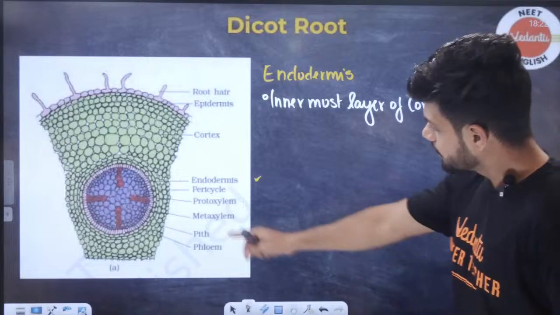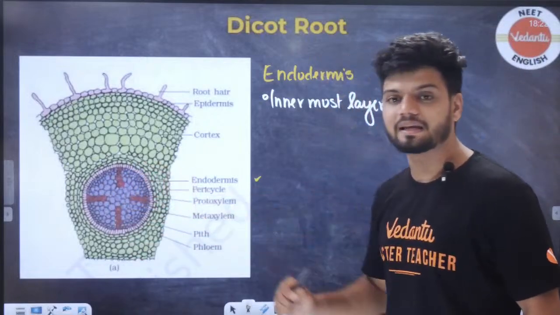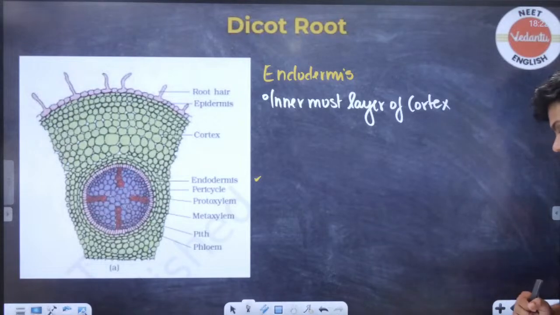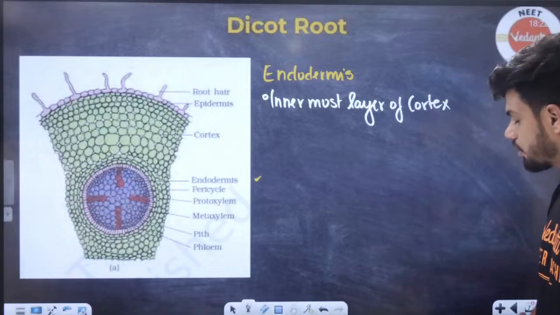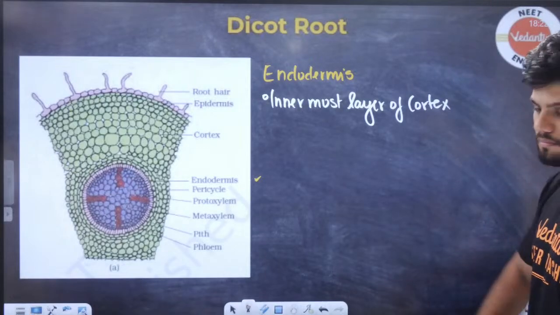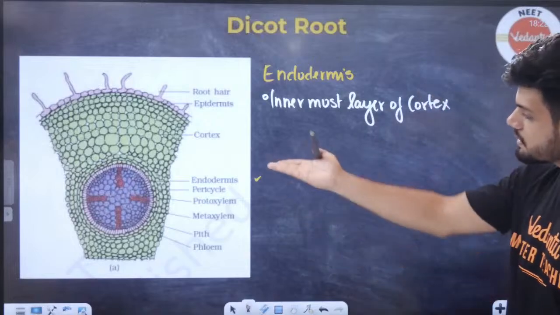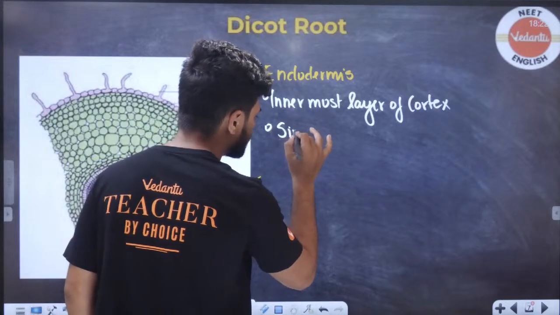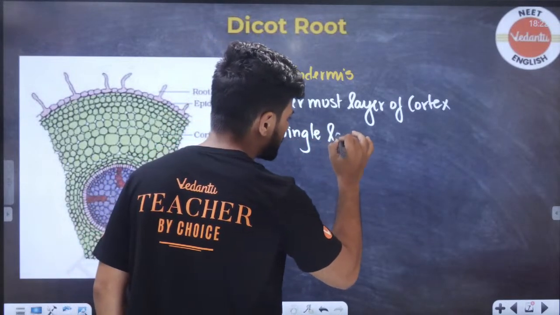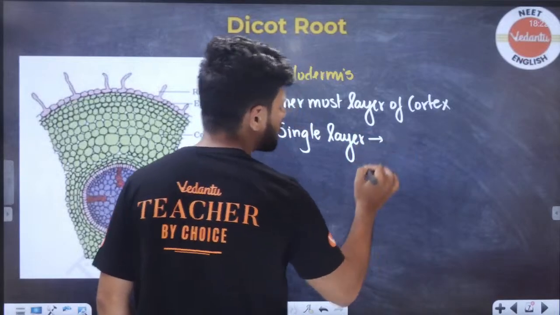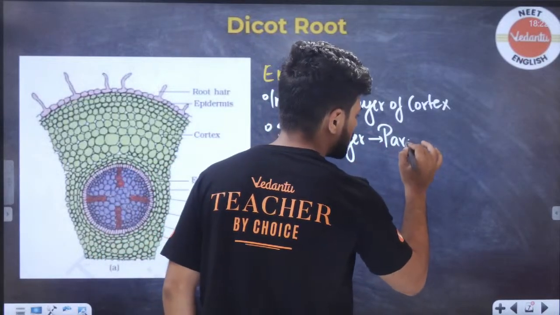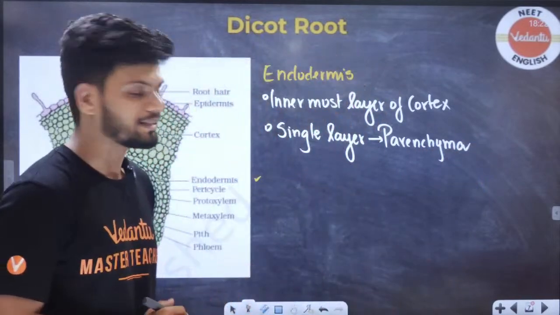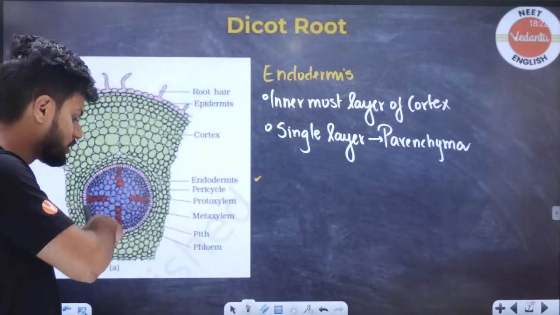Now students, tell me, is it single layer or many layers? Look at the diagram and tell me. This one, this line, pink color one. You will tell me, sir, it is single layer here. So write down: single layer made up of parenchyma. That is your endodermis, single layer.